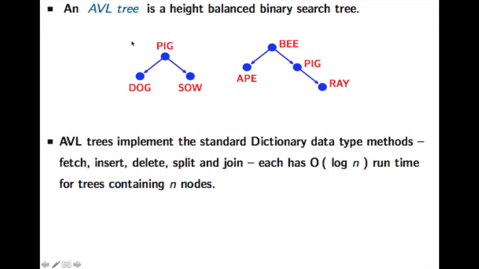So an AVL tree is simply a height balanced binary search tree, and that means that we put the keys into this tree in the regular order, where to the left side you go to smaller elements and to the right side you go to larger elements, but we also keep it height balanced. That makes it possible for us to do fetch, insert, delete, split, and join all in log n time.